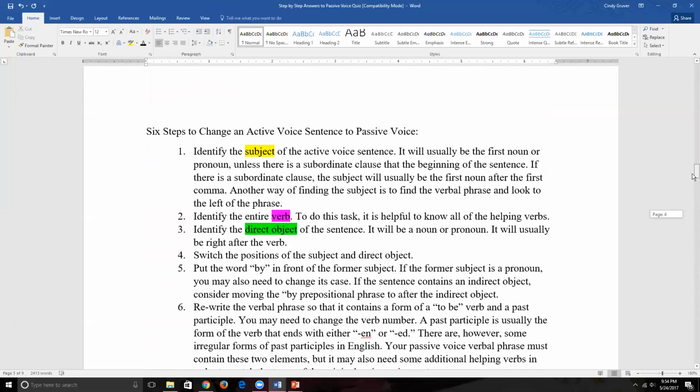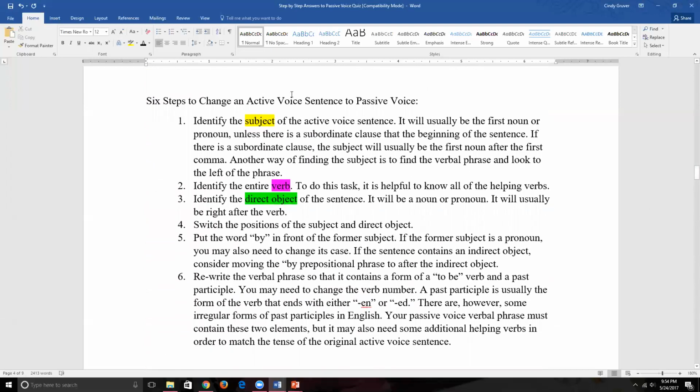Now we're going to experiment a little bit with the switch from active voice to passive voice. This isn't a skill that you're going to use very often. It's going to be rare that you have an active voice sentence that you look at and go, boy, I really wish I could write this in passive.